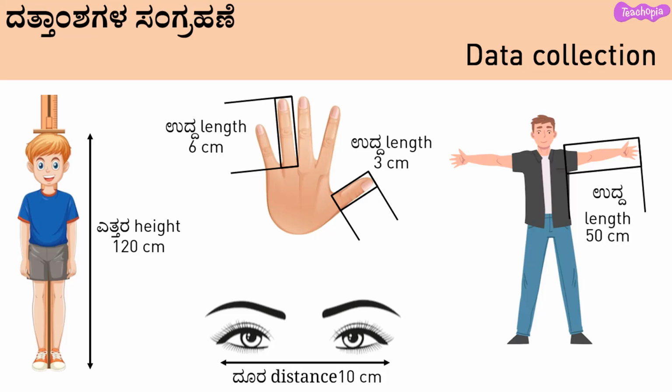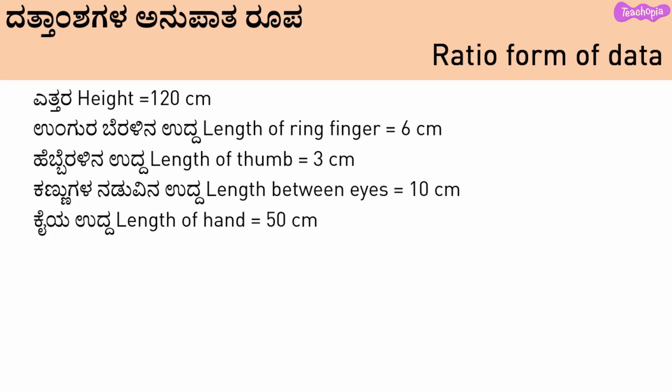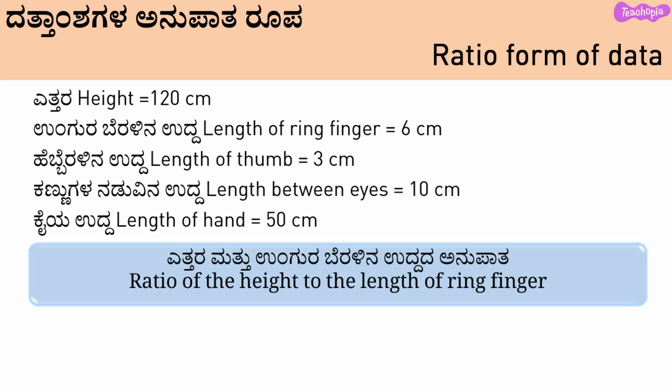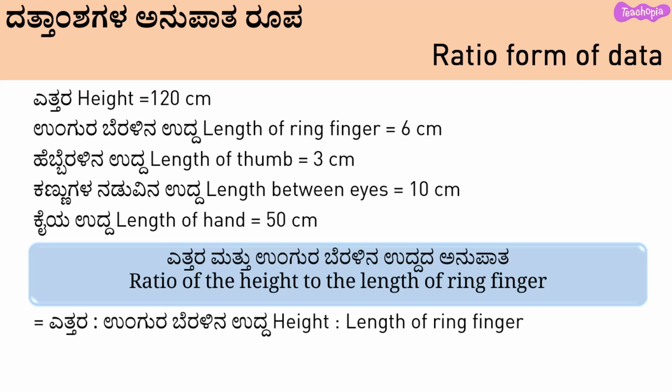Now we will try to write the ratios between this data. The data is written here for reference. First we will write the ratio of the height to the length of the ring finger. It can be written as height is to length of ring finger. When we substitute the height and the length of the ring finger, it will be equal to 120:6, and this can be simplified and written as 20:1.